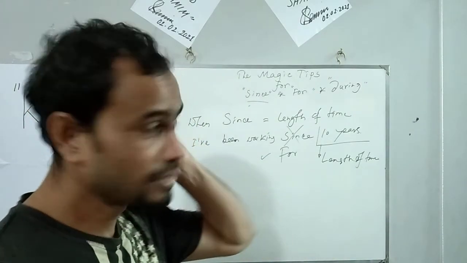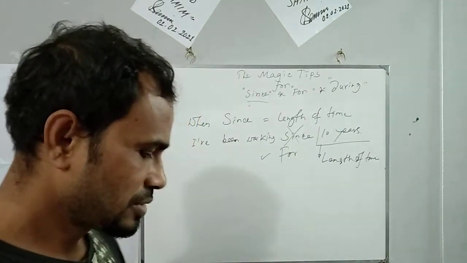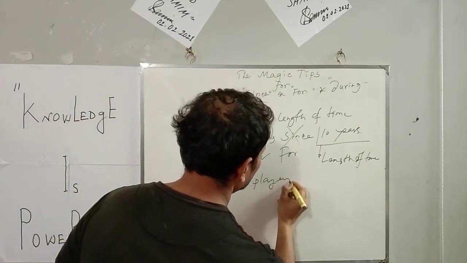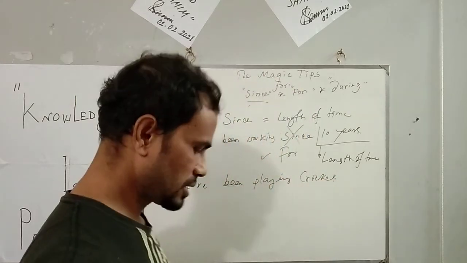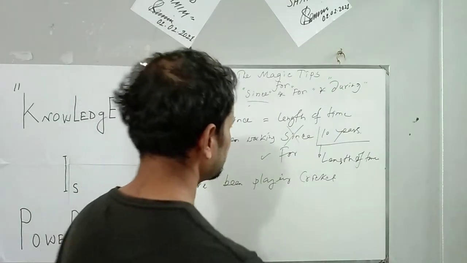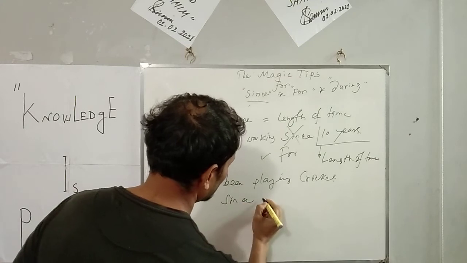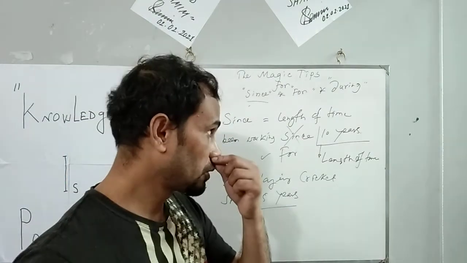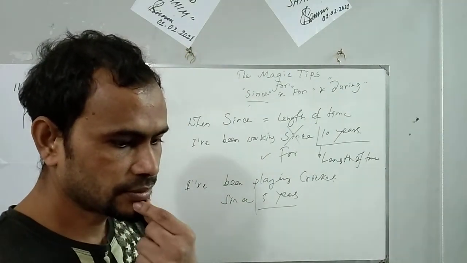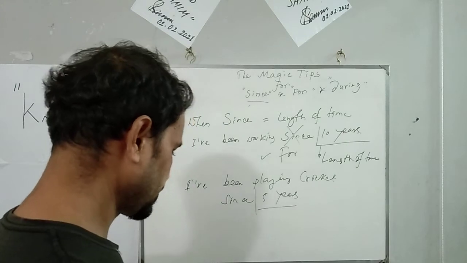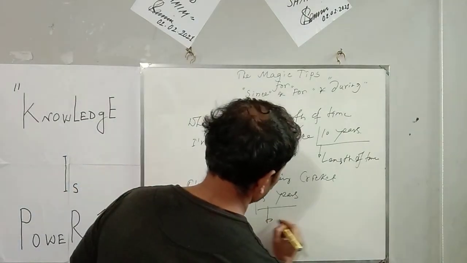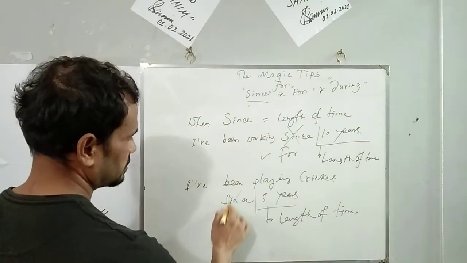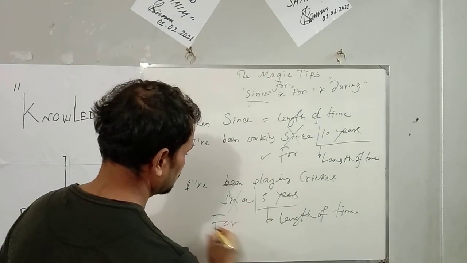Last one. Okay, for today's video. I've been playing cricket since 5 years. So 5 years, already I've told you, and you know 5 years is a length of time. Okay. That's why we cannot use since. We use for. Okay.